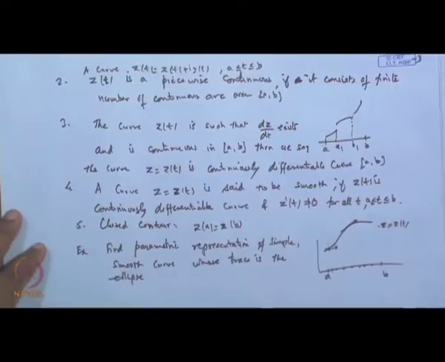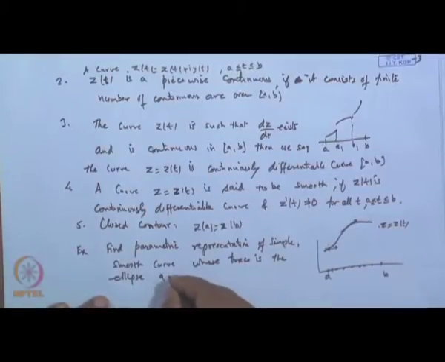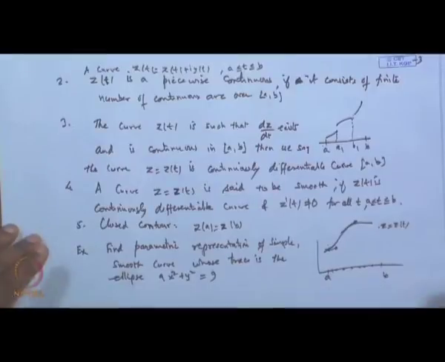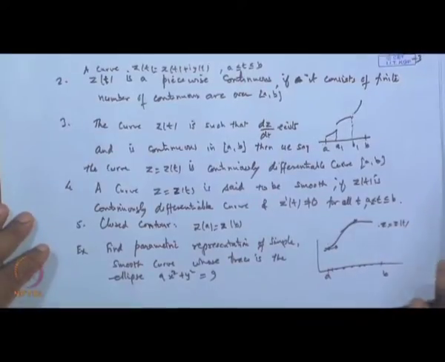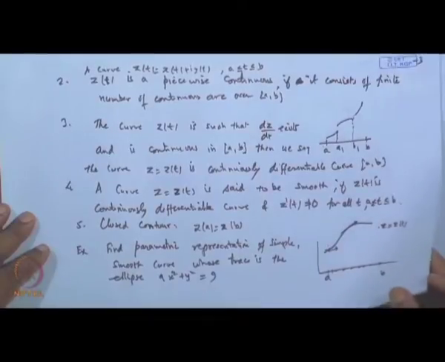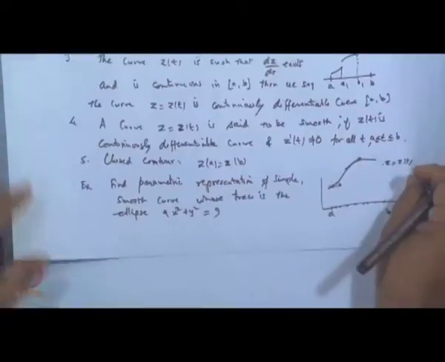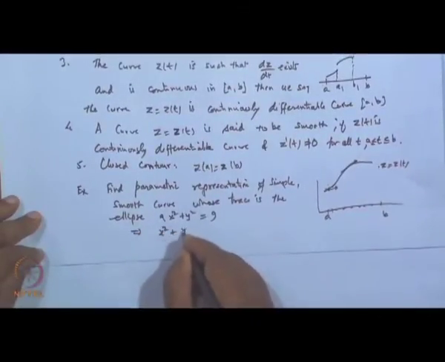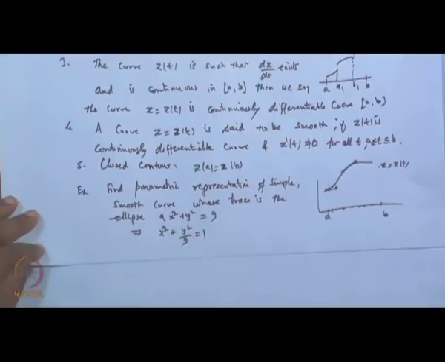Its trace is the ellipse 9x squared plus y squared equals 9. Suppose we wanted to find the parametric representation of this smooth curve, whose equation is given in Cartesian form. Obviously, we can rewrite this curve in the form x squared plus y squared by 9 is equal to 1.